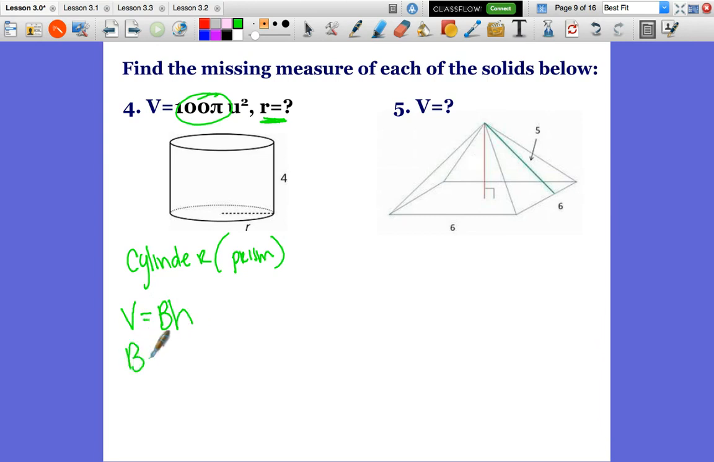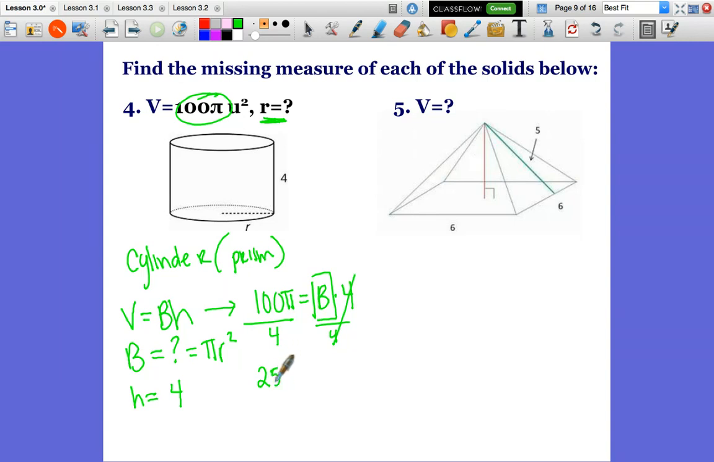For the area of the base, I don't know it, but I do know that it's pi r squared because it's a circle. For the height, I do know it, it's 4. And I actually know what the volume is. So what I could do is say 100 pi equals the area of the base times 4. Let's solve for the area of the base. Divide by 4, and that's going to give us 25 pi equals the area of the base.